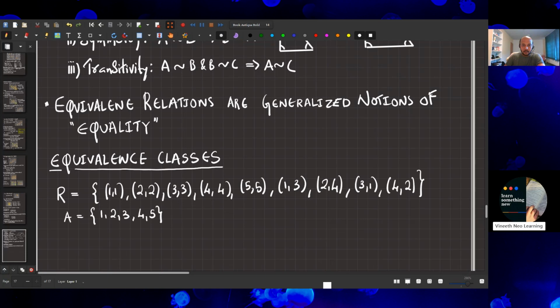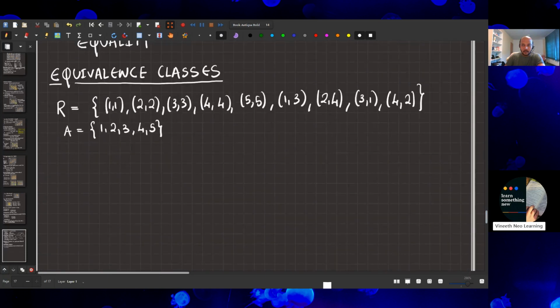First, let's check whether it is an equivalence relation. Joe, is this an equivalence relation? Let me just look at it. Reflexive: yes, it's reflexive, for sure. Symmetric: (1,3) and (3,1), (2,4) and (4,2). Yes. It's an equivalence relation.